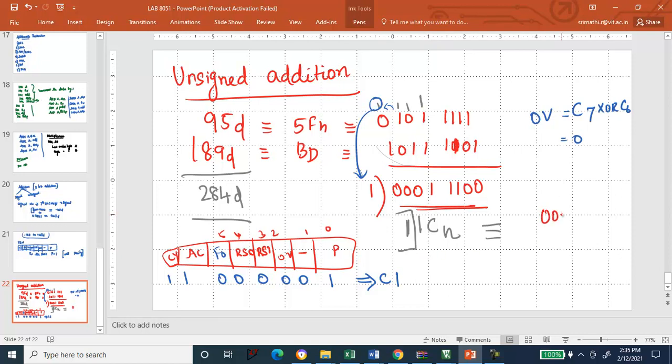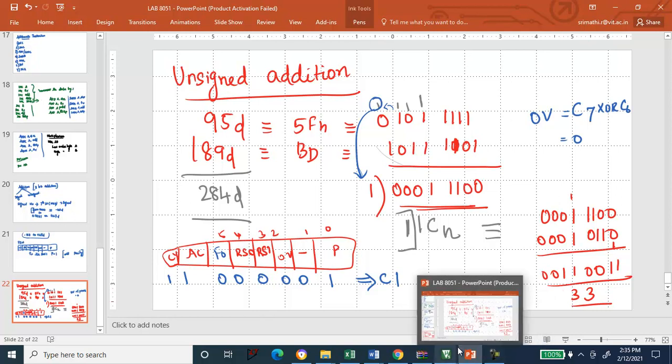1C is nothing but 0001 1100. Let me add 2 with this, 0110 0001, plus this carry also I need to add. That is logically right? So 1 plus 1 0 1 1 1 0 1. This is 1 1 1 0 0 1 1. It should be 33H should be the result, right? 33H should be the result. Let's check whether it is coming or not.